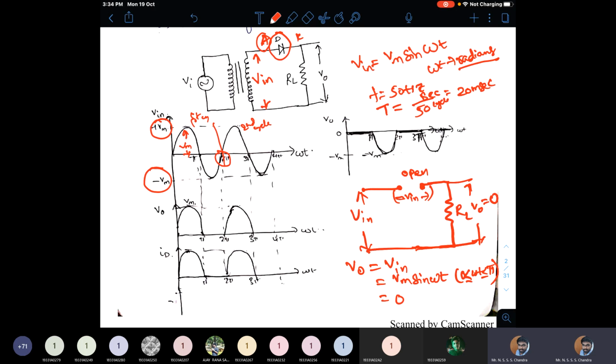So V naught will be equal to 0 for pi less than or equal to omega t less than or equal to 2 pi. That's what you are seeing. For the positive half cycle, you are seeing the sinusoidal signal. For the negative half cycle, you are seeing a 0. Then your current will follow the voltage if you consider that the diode acts like a resistor, and that your resistance is very small, so your current ID will follow the supply voltage. This is how your current waveform looks.